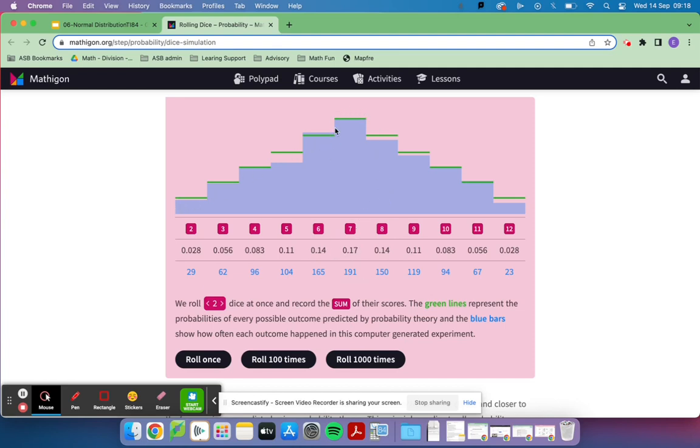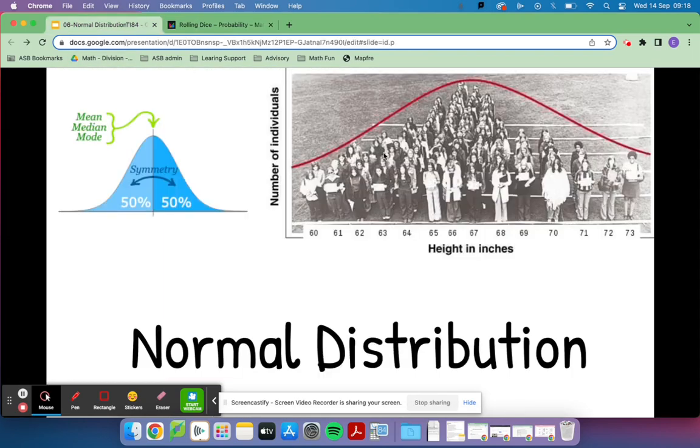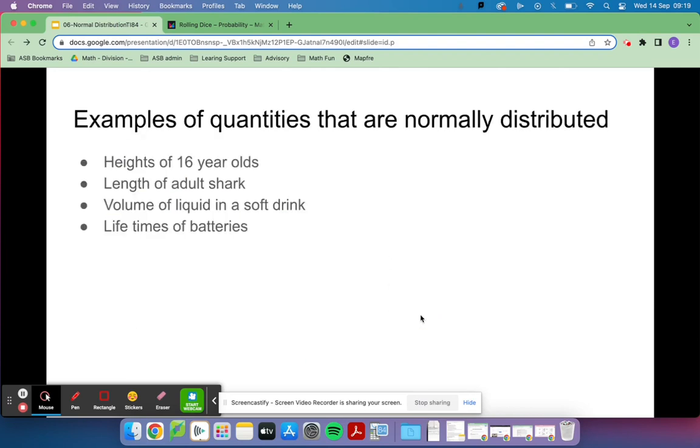And what you notice is when we graph all of this, it creates what we call a bell shape. It's higher in the middle and it's lower at the bottom. This is what we call a normal distribution. And many phenomena in our world are normally distributed. So here are just a few examples.